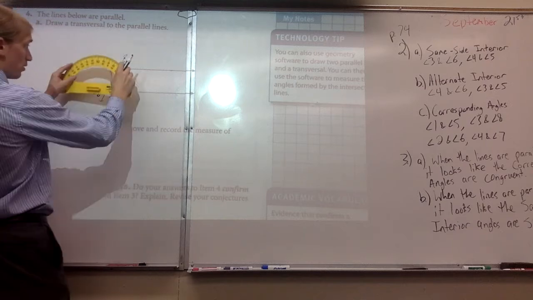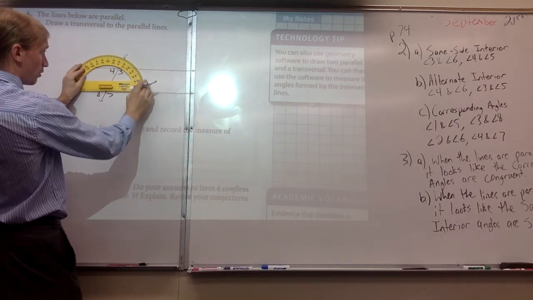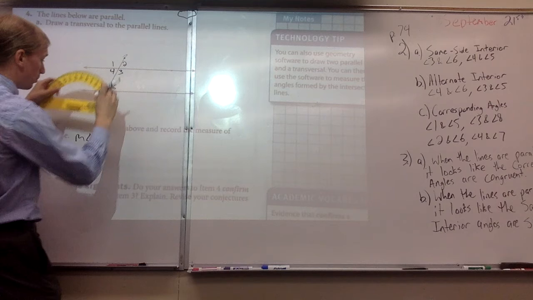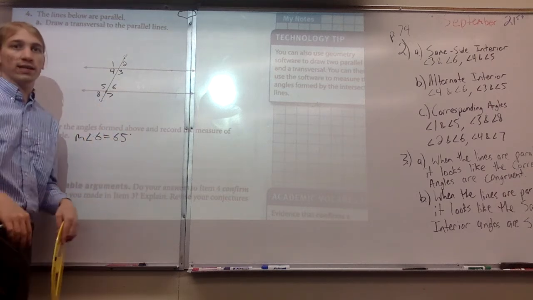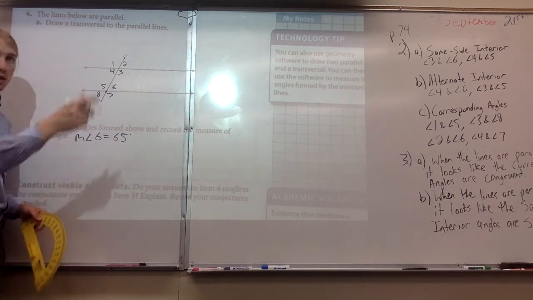So let's just double check real quick. Angle 6, if I measure it, put my protractor here, and it lines up with 65 degrees on my protractor. So the measure of angle 6 is 65 degrees.